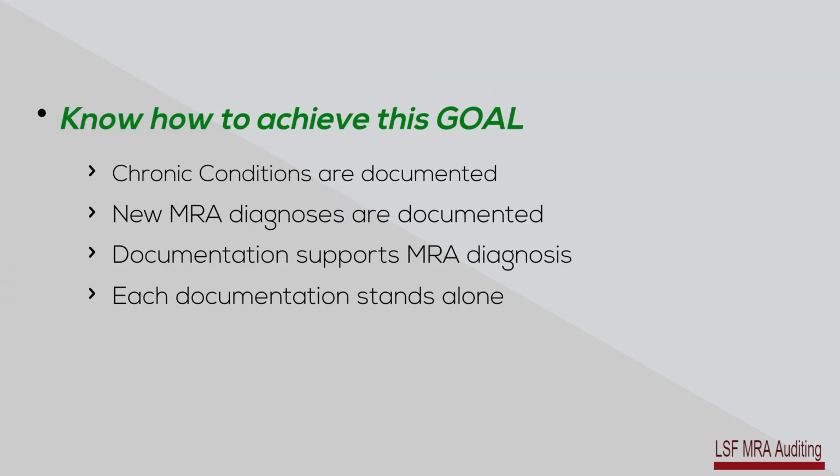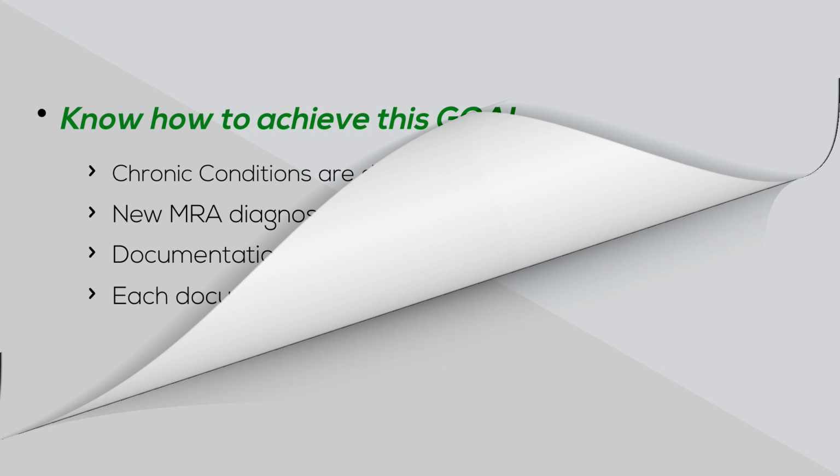They must ensure that all chronic diseases or conditions are documented at least once every 6 months. Make sure they have the ability to help the healthcare provider find new risk adjustment diagnoses. Make sure that the healthcare provider's documentation supports every single HCC diagnosis for validation purposes. And make sure that each date of service documentation stands by itself.